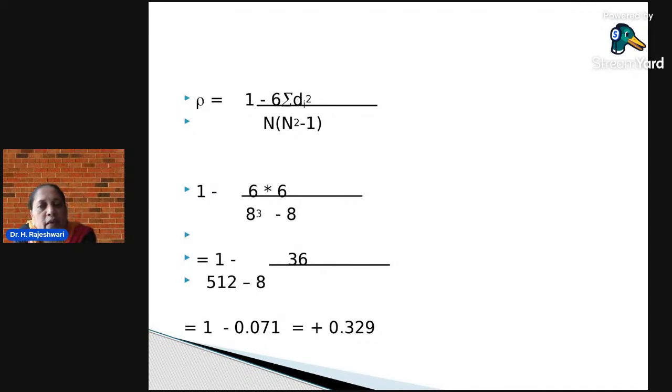Yes, it is positive only, not negative. Now, the next comes the significance. Since the value is less than 0.5, listen carefully. Since the value is less than 0.5, I can say the price of coffee and the price of tea are not significantly correlated. Okay, this is the inference.